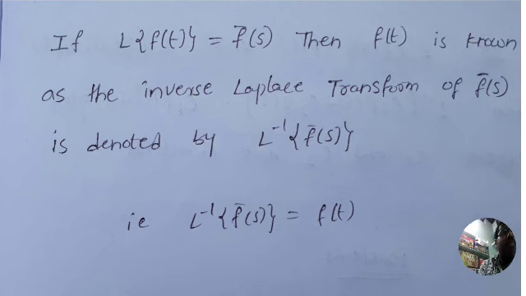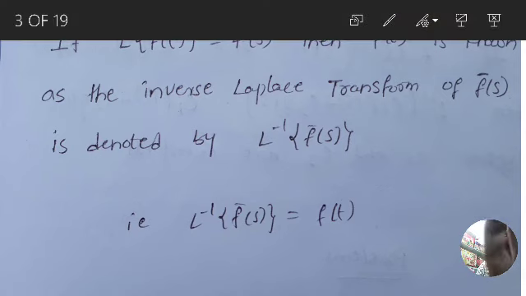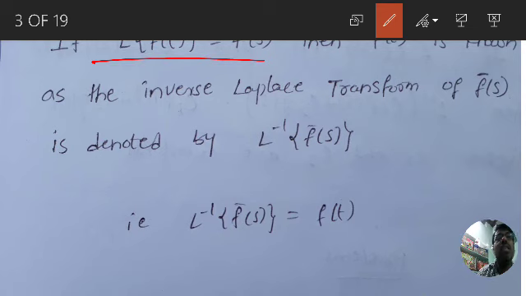Inverse Laplace transform, how is it defined? If L of f of t is f bar of s, that is Laplace transform of f of t is f bar of s, then f of t is known as inverse Laplace transform of f bar of s, and it is denoted by L inverse of f bar of s, that is L inverse of f bar of s is equal to f of t. So very simple. If Laplace transform of f of t is f bar of s, then inverse Laplace transform of f bar of s is f of t.